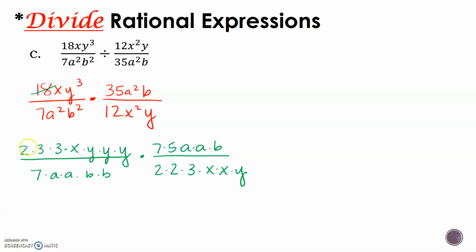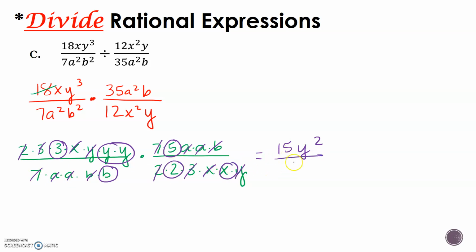Factor out your common factors. I have 2 2's, a 3, x and this x, 1 of the y's, 7, 2 a's, and 1 b. Okay, so I have a 3 left, I have 2 y's left, and a 5. That would be 15 y squared. Denominator, a b, a 2, and an x, so 2bx. And that's it.